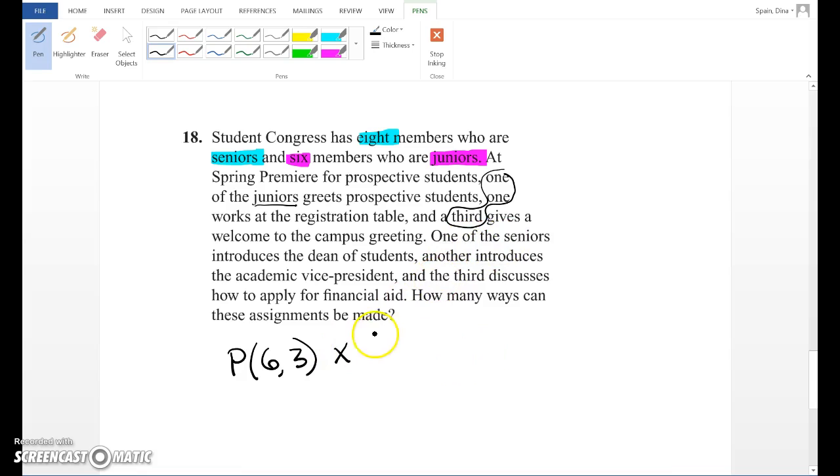The 3 seniors' jobs are distinct. They tell us exactly what they're going to be doing, so you have to use a permutation. How many are there? 8. 8 seniors total. Again, we're picking 3 of those. All right, and how many ways can these assignments be made? These are the 3 juniors. These were the 3 seniors. Out of 8 total, and then 6 total. All right, you have to set it up this way. When you throw it in your calculator, it will give you that the answer is 40,320.